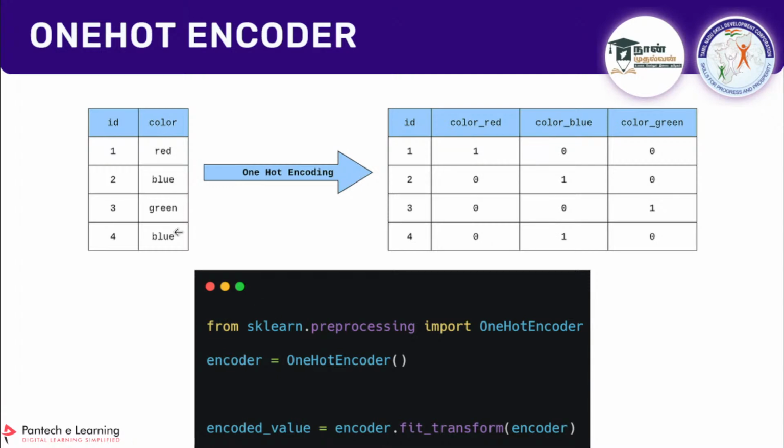Here 3 unique features are there, so 3 columns are created. If a 4th, some other color, orange, is present, it is going to create another column.